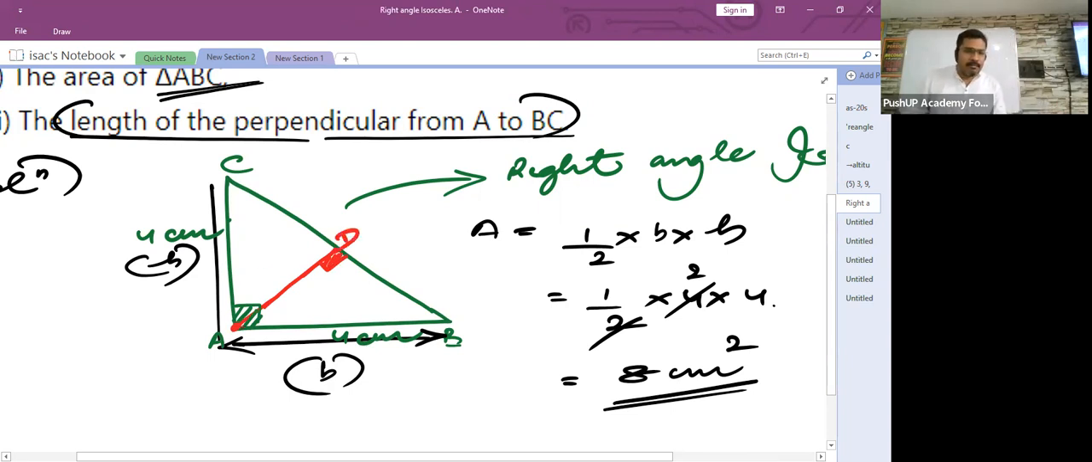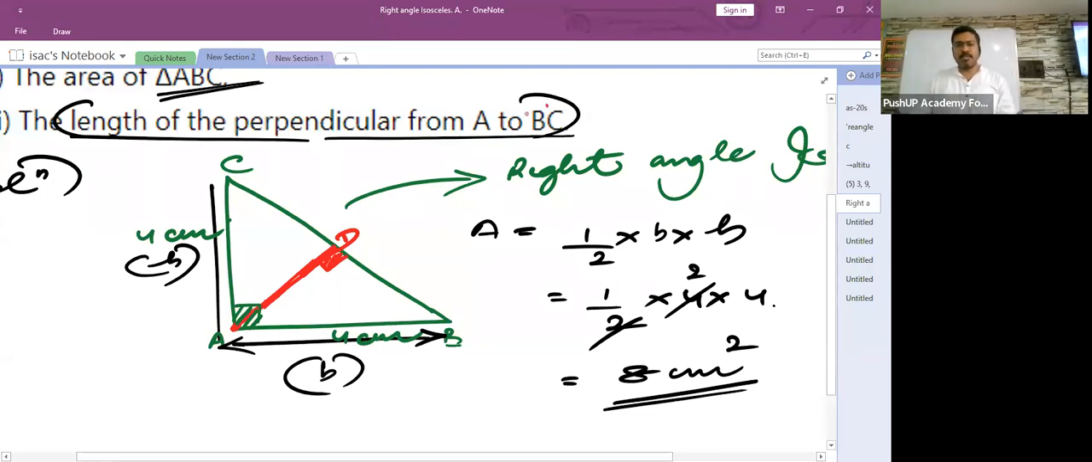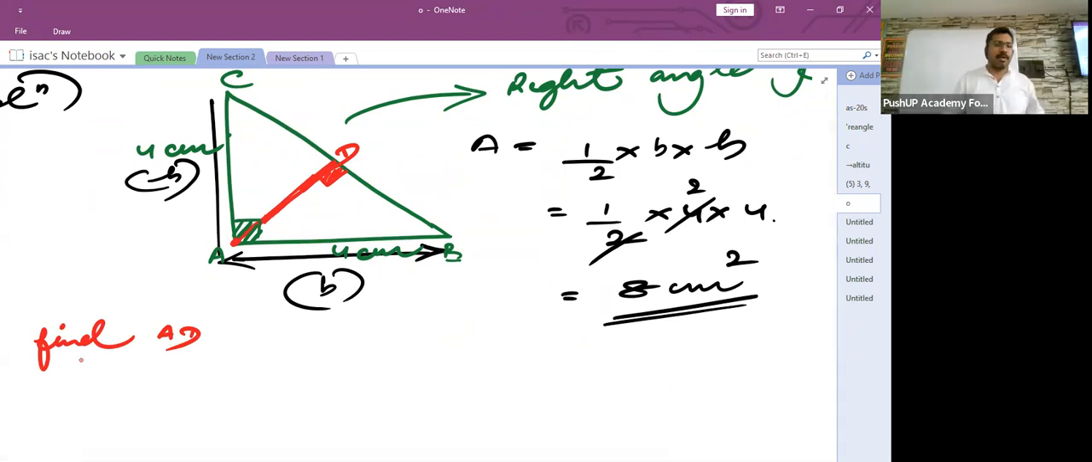I repeat, from this point A, if I draw a perpendicular, you all know the meaning of a perpendicular. A 90-degree line, isn't it? So in very simple language, a perpendicular means a 90-degree line. So from that point A, I have drawn a 90-degree line to the opposite side, which is BC. They are asking you to find the length of AD, the length of this perpendicular which you have drawn. How to find AD?